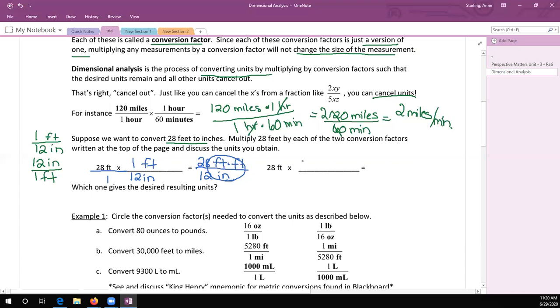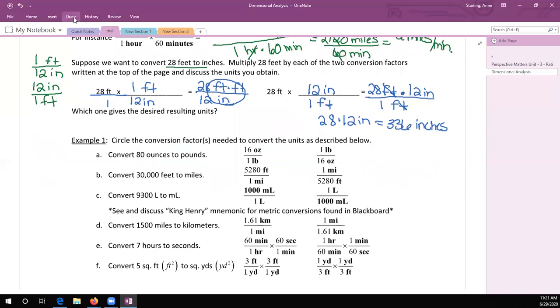So let's flip it. Let's put the 12 inches here and the 1 foot on the bottom. This gives me 28 feet times 12 inches divided by 1 foot, which cancels my feet. So I'm left with 28 times 12 inches. And that gives me the unit I want, which is 336 inches. So as we're going through the conversion factors, think about which way you want them to go so that they cancel.